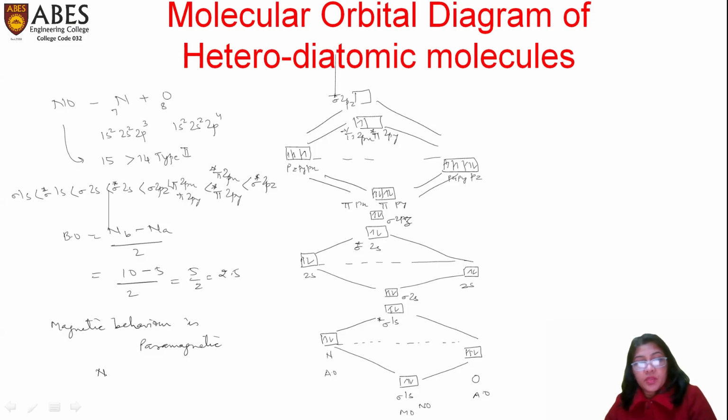If we make the molecular orbital diagram of its ions, the type followed by these ions will be type 2. That means the configuration given over here will be followed by the NO plus as well as NO minus molecules. Now, the next example we are taking is CO. There is a slight difference in the molecular orbital diagram of CO.